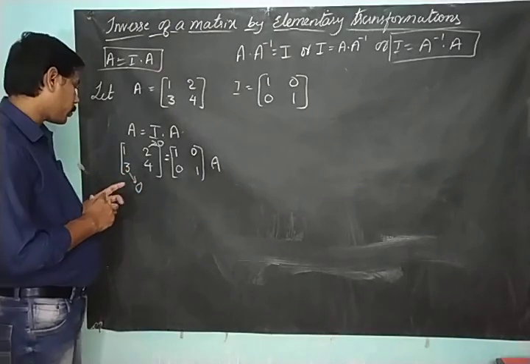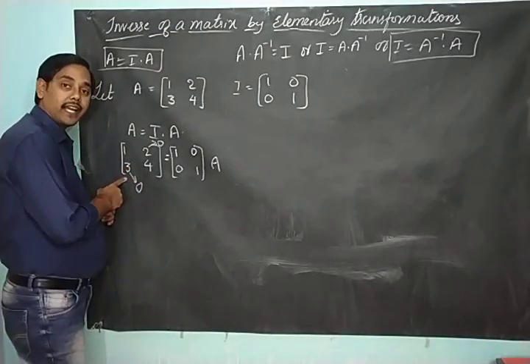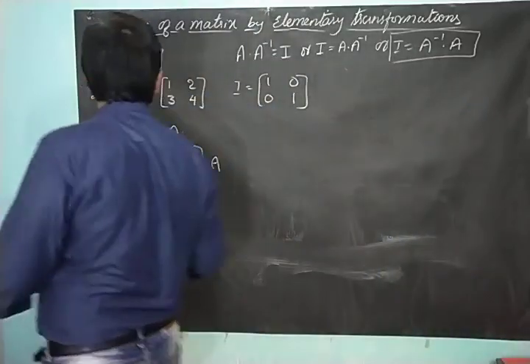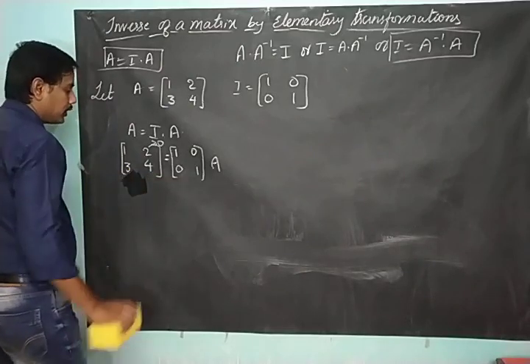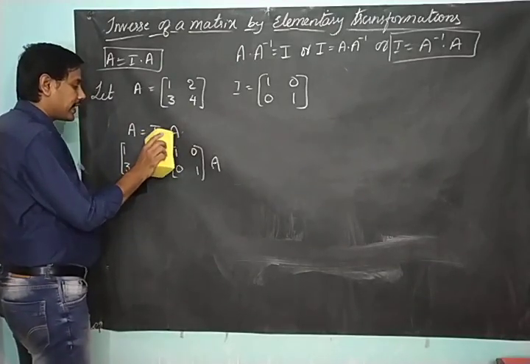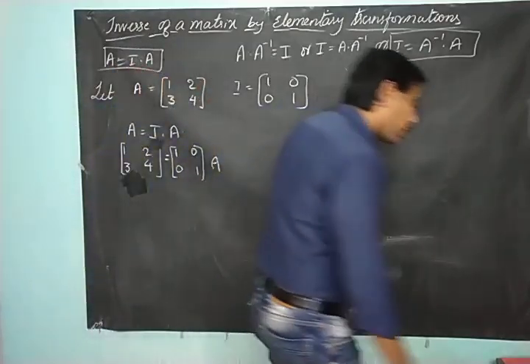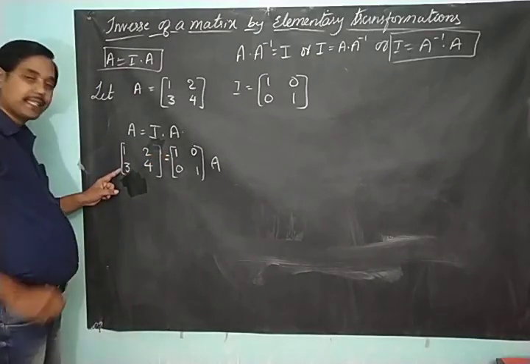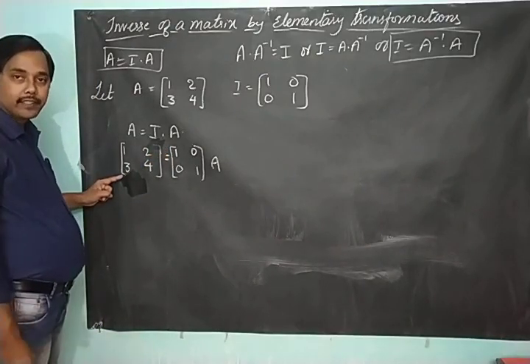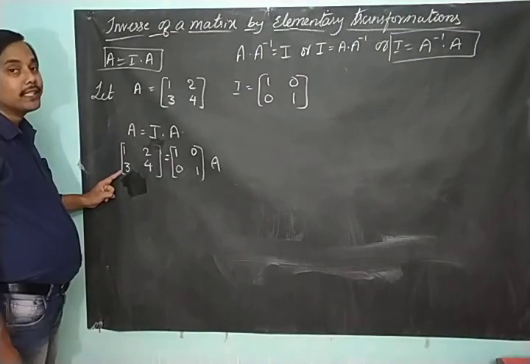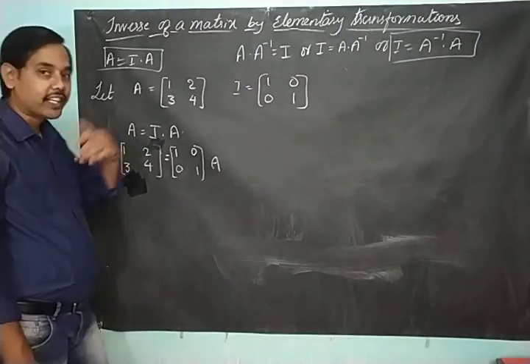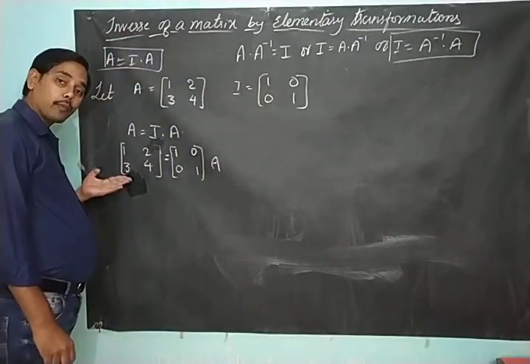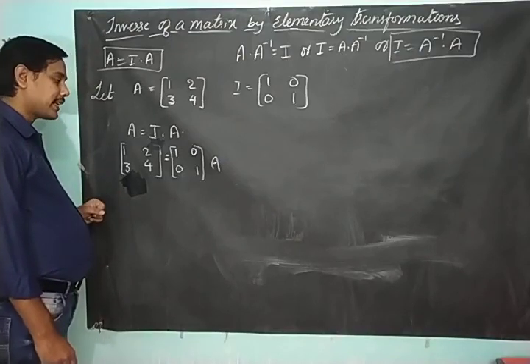So the first and foremost step is you convert the elements below the principal diagonal to 0. So how to convert them to 0? See, 3 is there. If I subtract 3, I will get 0. So simply I cannot subtract 3. For that I need some transformation which will subtract 3 from this 3. So how is that possible?